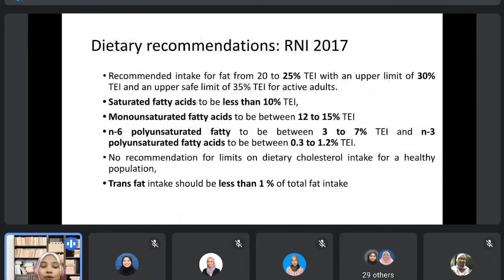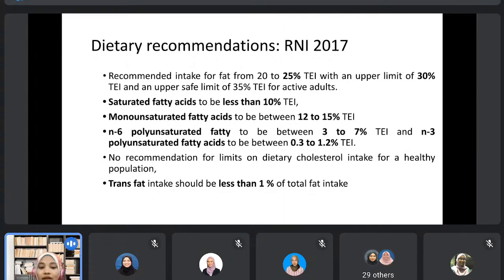Okay, according to RNR 2017, so the recommended intake for fat is between 20 to 35 and the upper limit adalah 30%. Okay, and the upper safe limit adalah 35% total energy intake for active adults. So the saturated fatty acid should be less than 10% from the total energy intake. MUFA between 12 to 15, PUFA between omega-6 PUFA between 3 to 7, omega-3 PUFA between 0.3 to 1.2%.